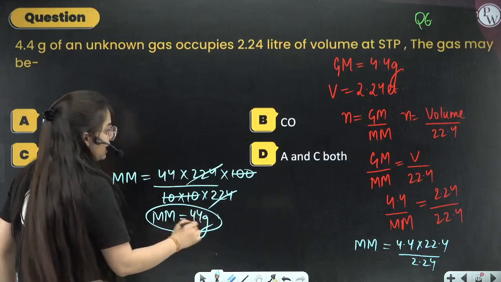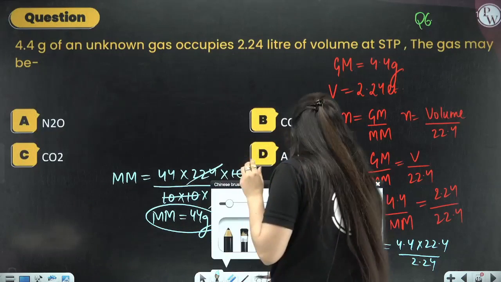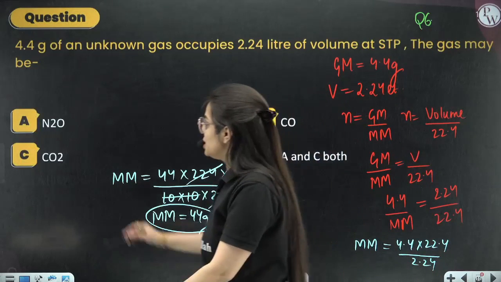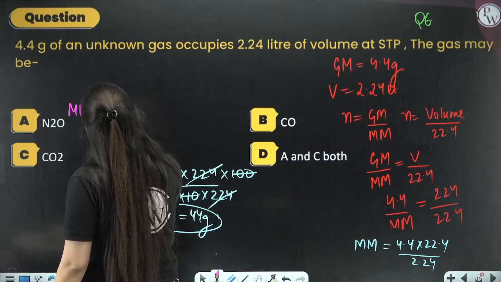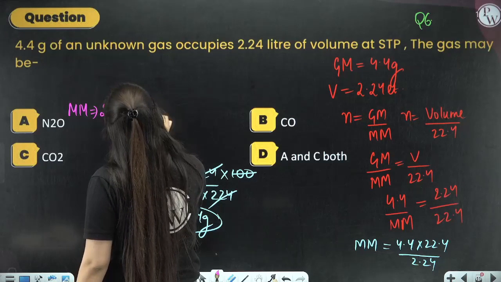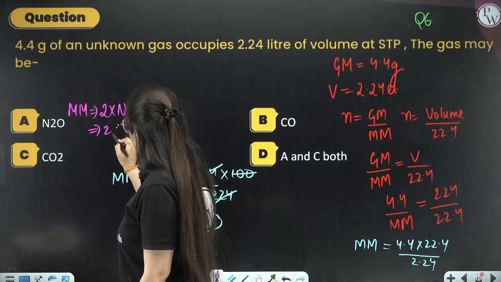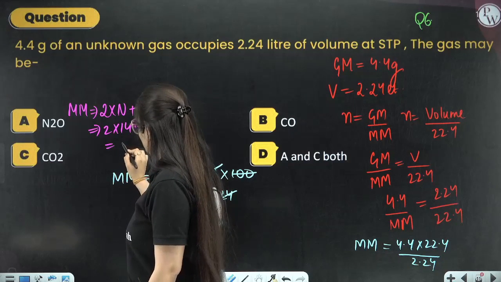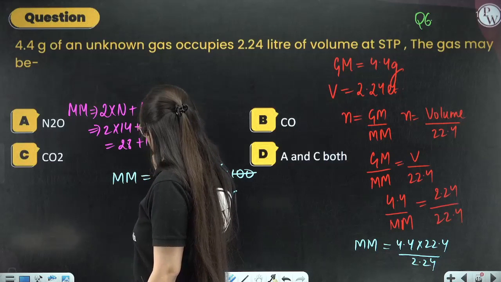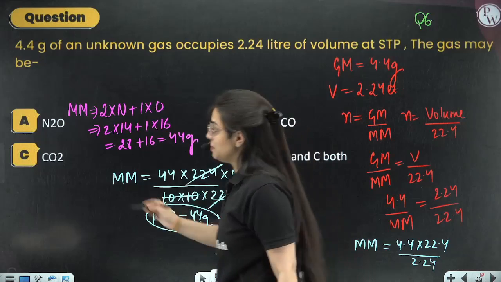So now with the help of this molecular mass, we can compare the given options. Let us see the options now. In A option, it is N2O. Let us calculate its molecular mass. How many nitrogen? 2. So 2 into nitrogen mass. How many oxygen? 1. 1 into oxygen mass. Now what is the mass of nitrogen? 14. So 2 into 14 plus 1 into oxygen mass is 16. So 2 into 14 is 28 plus 16. This comes out to be what? 44 grams. Is it same? Yes. That means A option is correct.